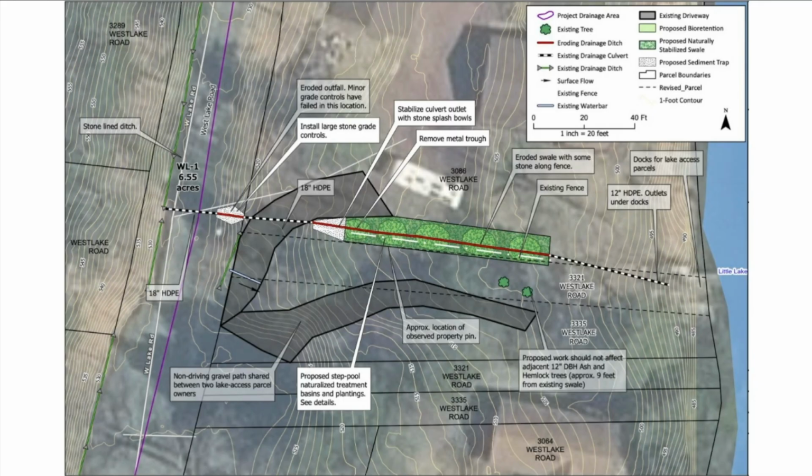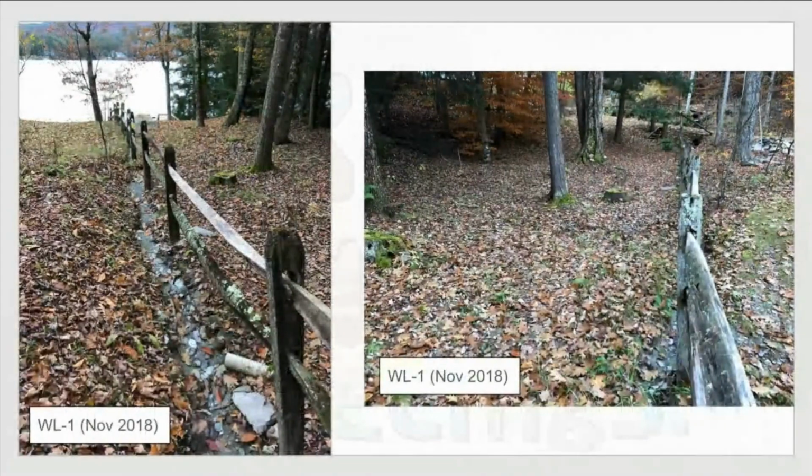What we're showing here are a series of steps and pools for that stormwater to slow down and dissipate the energy as it goes on its way to the lake. It would mean that either the fence would need to be slid over or the practice would need to work around it. The fence is at the low point in the landscape, so the practice would either have to be here or the fence slid over a little bit.